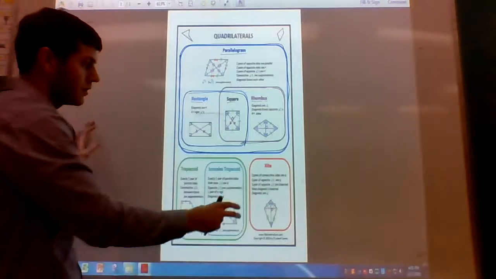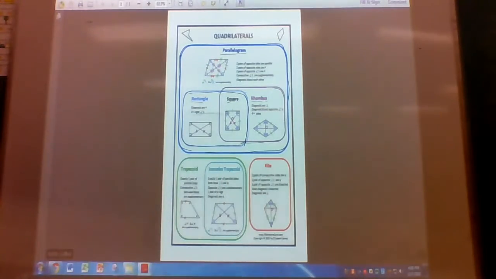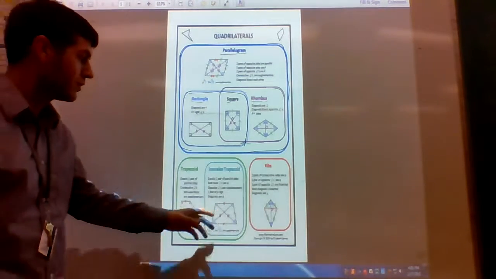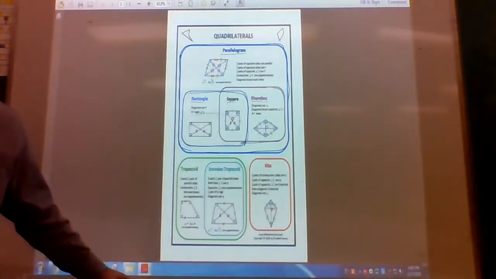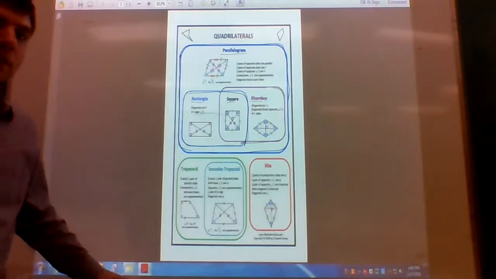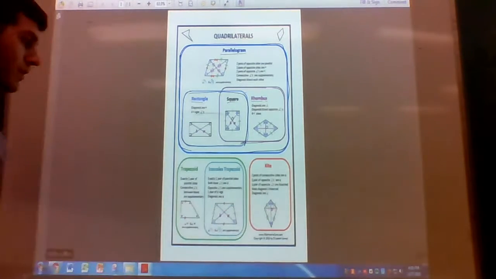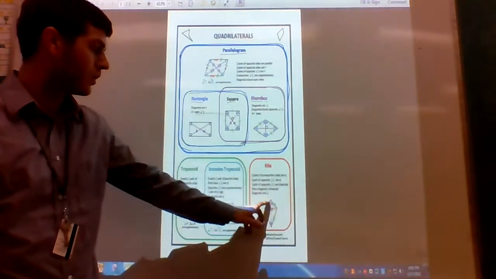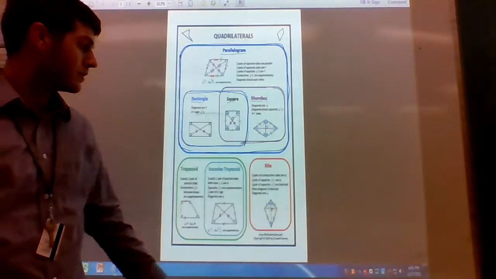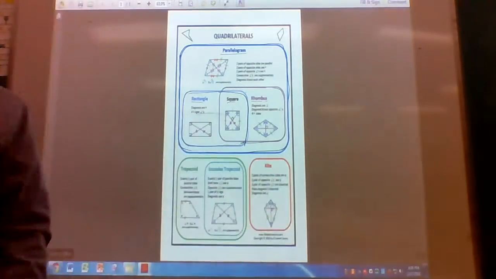Then down here we have our other 3. So we have trapezoids, which are defined as having exactly 1 pair of parallel sides. And then isosceles trapezoids go 1 step further. The isosceles trapezoid is going to have 2 congruent sides. So the legs, what we call the legs, are congruent. And then the kite, it's a quadrilateral because it has 4 sides, but it's not going to be a parallelogram and it's not going to be a trapezoid. So we're going to put it in its own box.